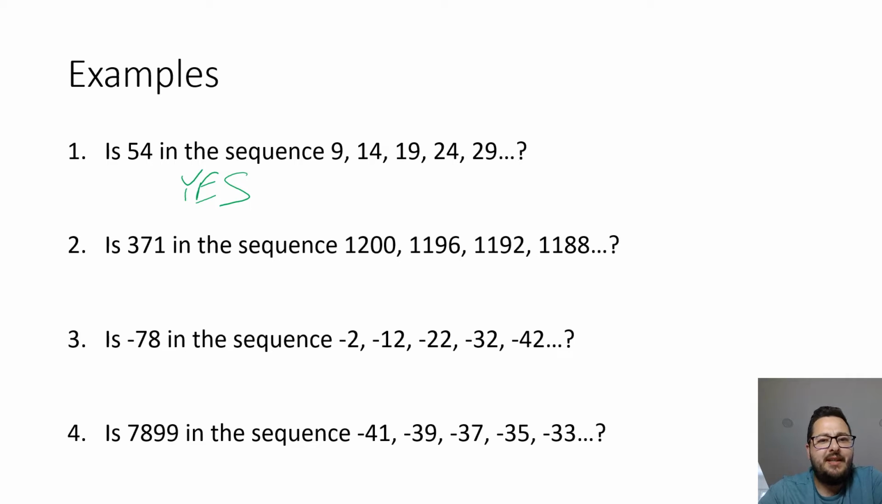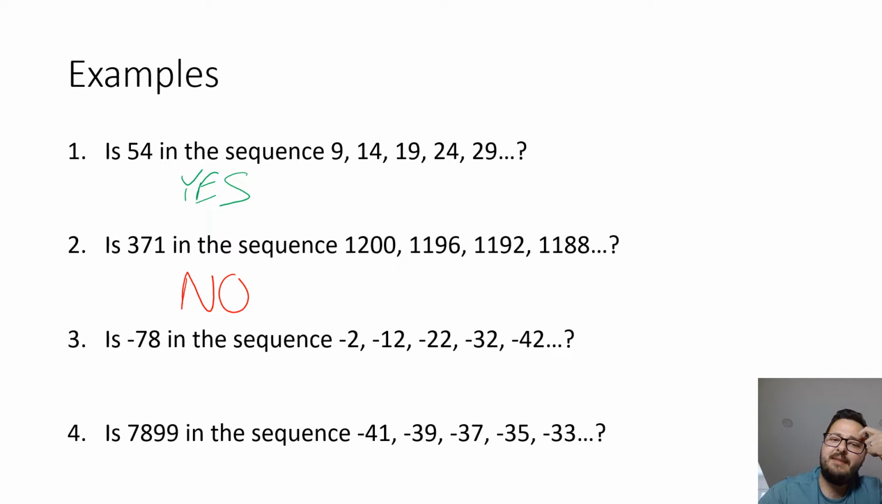Number 2: is 371 in the sequence 1200, 1196, 1192, 1188 and so on? Well, all of these numbers are even, aren't they? And it's going down in 4s, so it's going to stay even. So 371 is odd, so this is not going to be in the sequence, so that is a no.